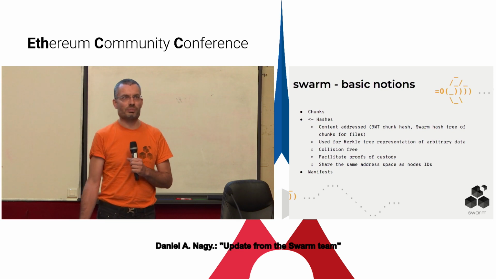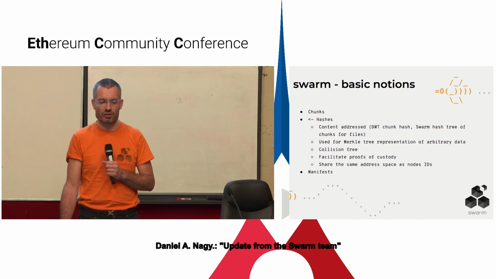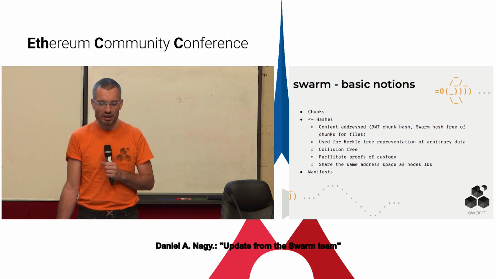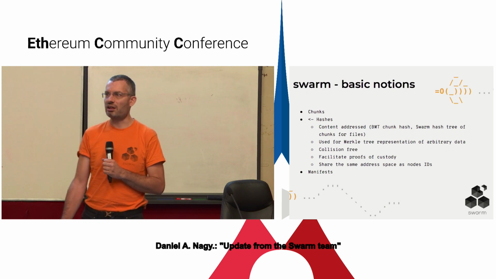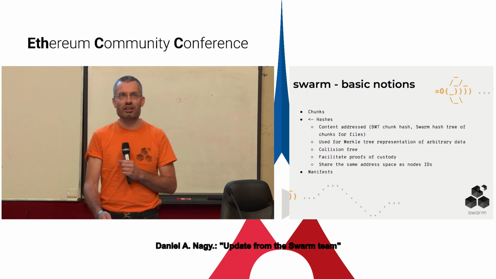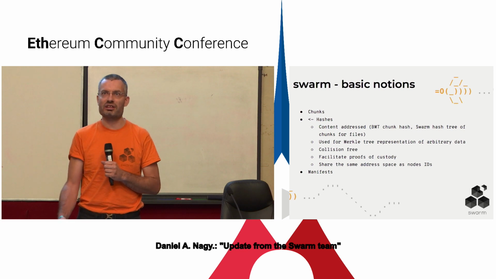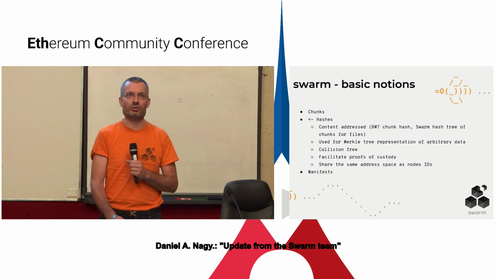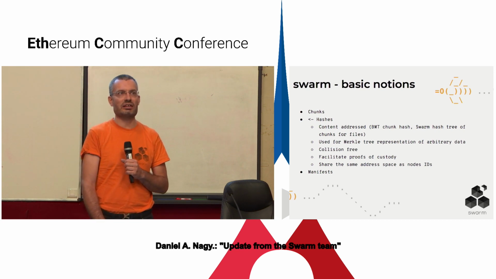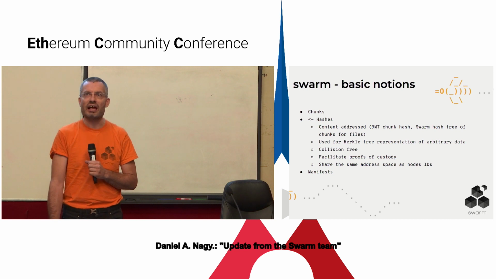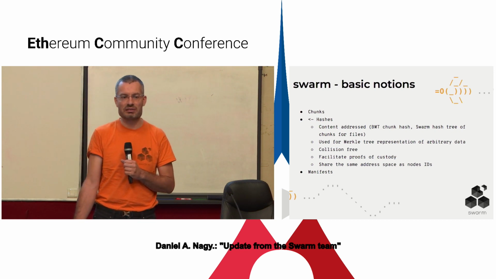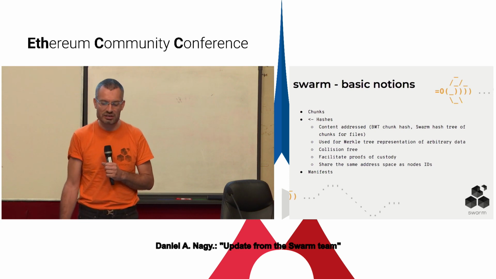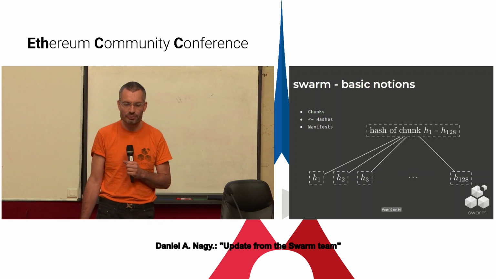They have the usual properties of cryptographic hashes, so they are collision-free. They can facilitate proofs of custody, and just like the chunk addresses, they also share the same address space. So you can talk about hashes of collections, you can talk about hashes of files, and you can talk about hashes of chunks, and they all come from the same address space, and they are the references that are used in Swarm, the primary references. There are other references that I'm going to talk about.